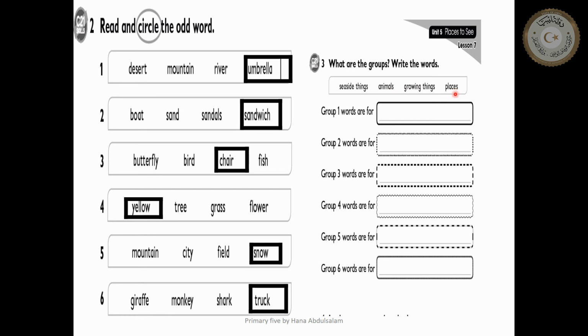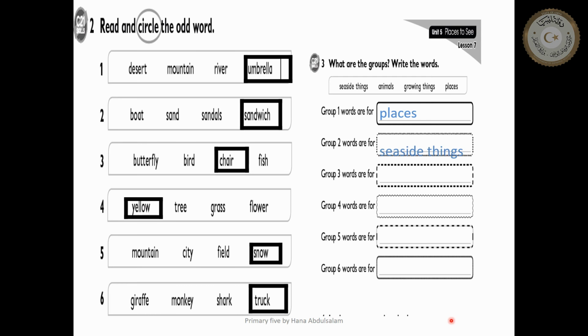So group 1, desert, mountain, river are what? Places. So we choose places. We have seaside things, animals, growing things, and places. So group number 1 words are for places. Can we go now to group number 2? Boat, sand, sandals. Is it places? Is it growing things? Is it animals? Is it seaside things?